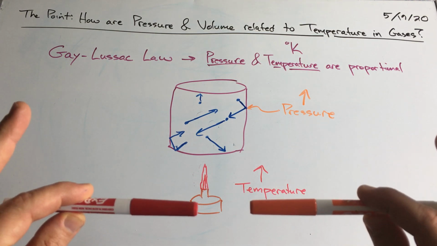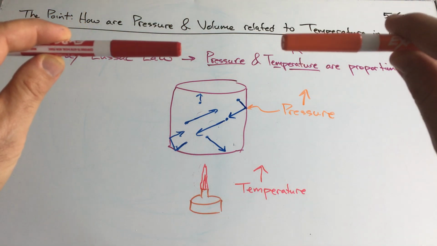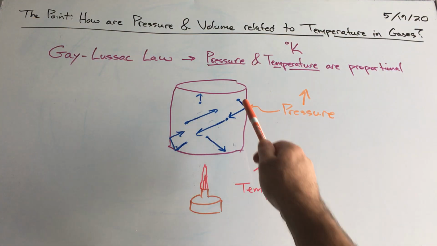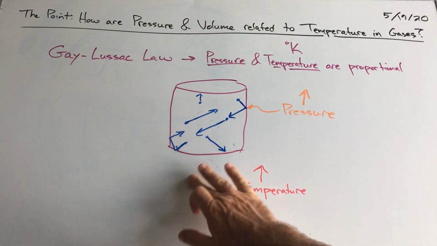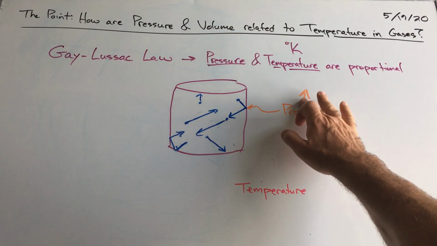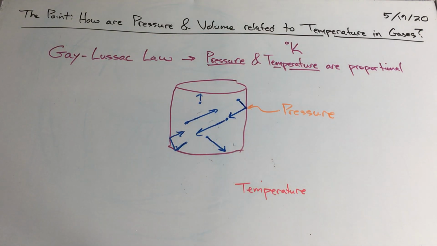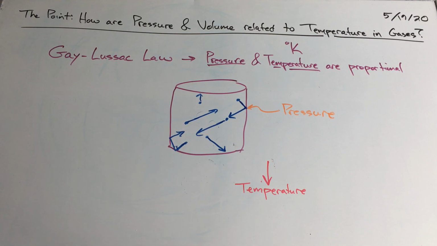Now, I totally believe that as the temperature increases, as I light the Bunsen burner, the pressure is going to increase. We're going to bang harder. But what if we lower the temperature? What if instead of raising the temperature, now we lower the temperature? So what if we put the whole thing in a refrigerator?